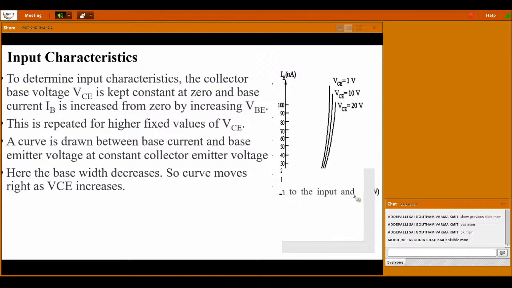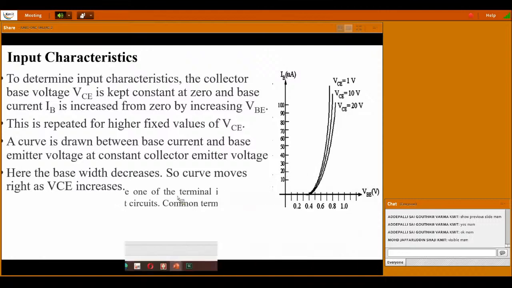Okay, right. So in a common base configuration, the input characteristic, or input current variation, is towards the left of your initial curve, whereas in common emitter, the curves are towards the right of your initial curve. So if you go on increasing the output junction voltage, the base current will reduce. The base width decreases, hence the amount of base current also decreases.